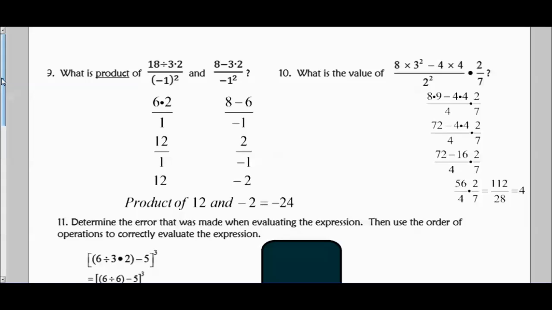Alright, from here I'm going to ask that you do the last 4 on your own. Please ask me for help. I want to help you if you need it. If you get stuck on anything, please ask for help.